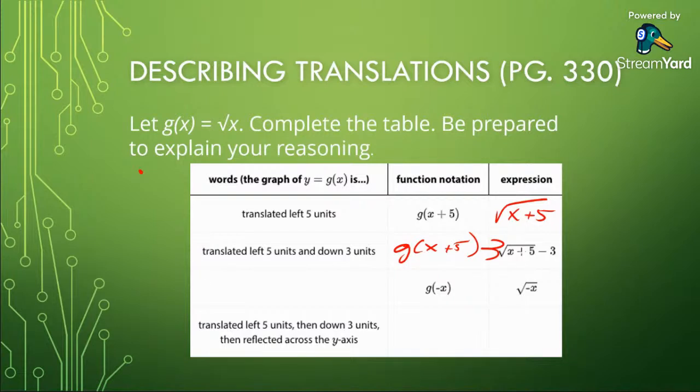For the third row, what is happening? What's happening here is that the graph is being reflected across the y-axis.